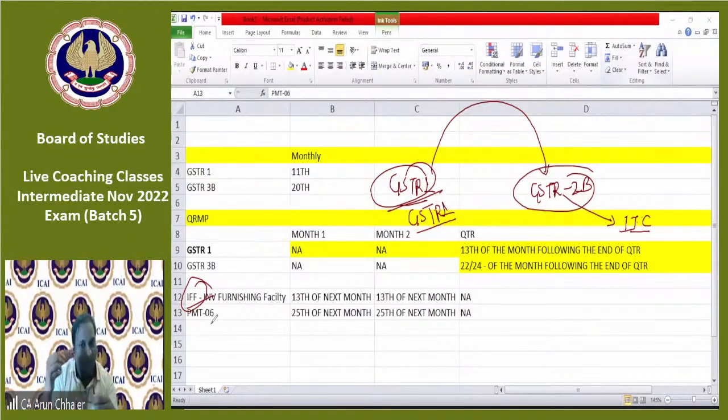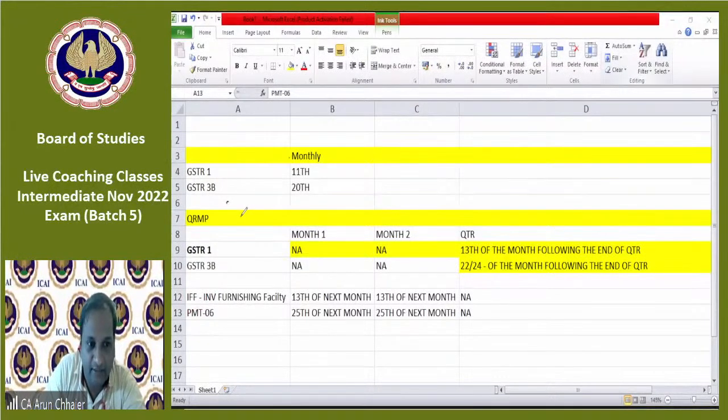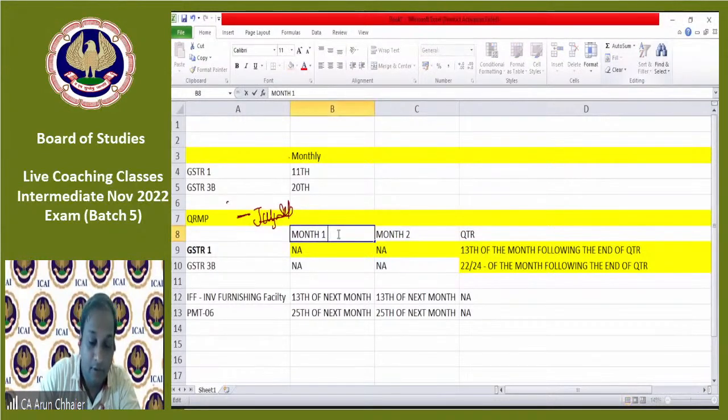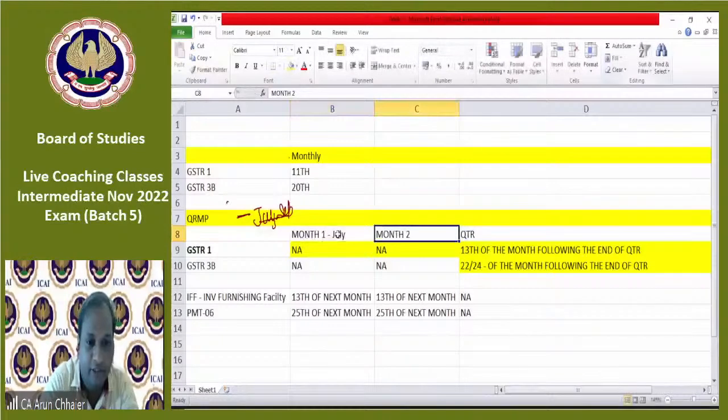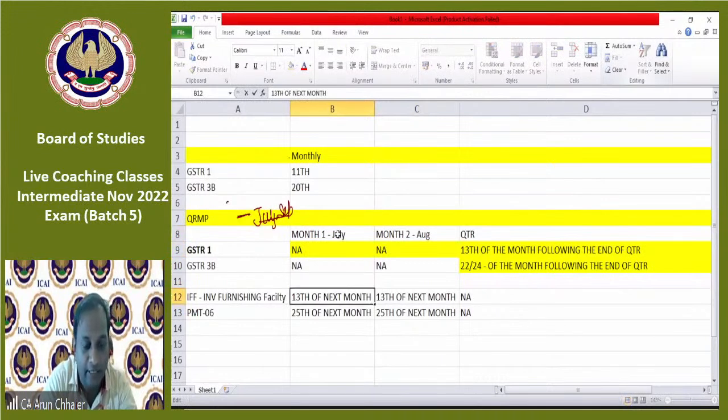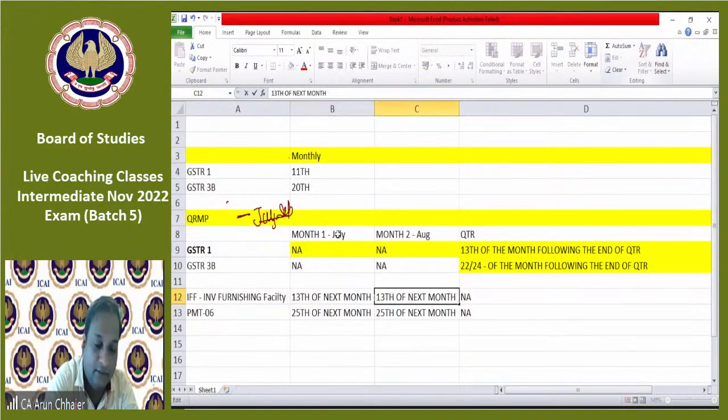Month 1 and month 2 of every quarter, yes. Suppose I give the names of the months. Say the quarter is July to September. Month 1 is July, month 2 is August. The due date is the 13th of the next month. Therefore, it is the 13th of August and the 13th of September.